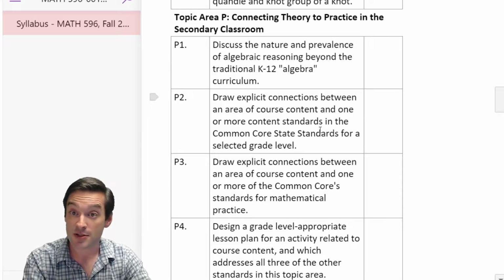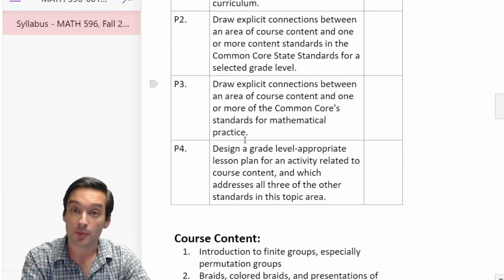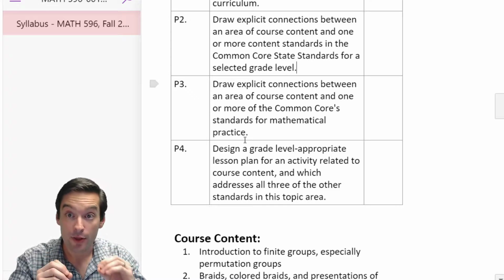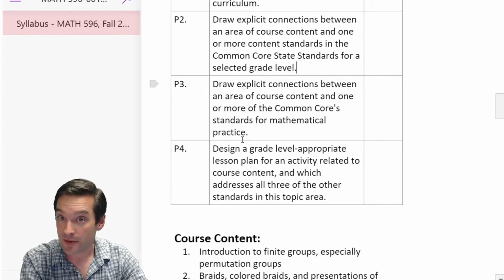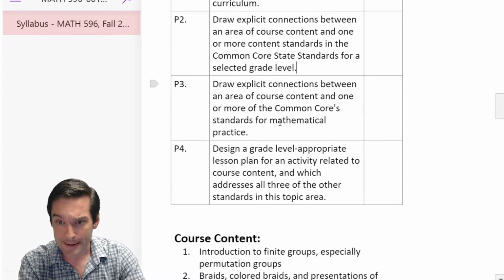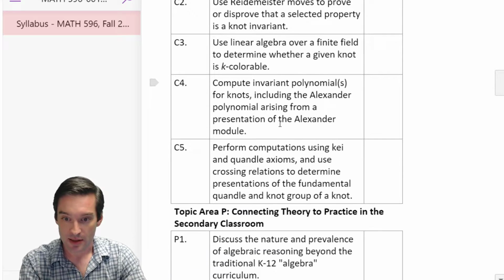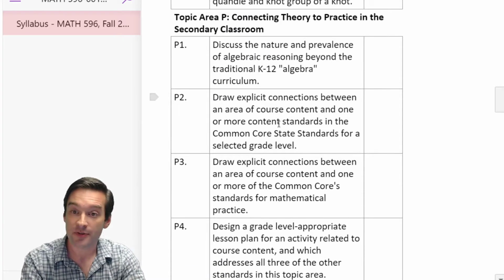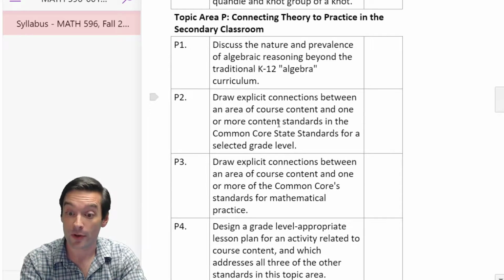So explicit connections to the content of the Common Core, explicit connections with the standards for mathematical practice in the Common Core, and then to design a grade-level appropriate lesson plan that tries to hit all three of those points in ways that are appropriate for the audience that you would be teaching. So those are, I got to count them now, 3, 6, 11, 15. So there are 15 of these different standards that I see as the main outcomes for the course.